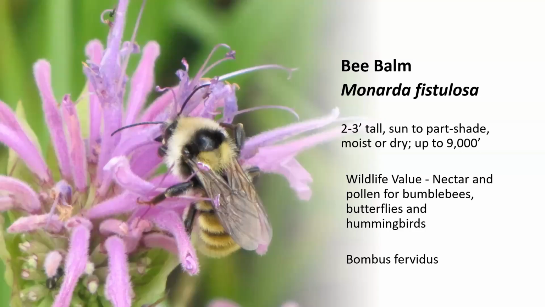Bee balm, Monarda fistulosa, is 2 to 3 feet tall, sun to part shade, moist or dry up to 9,000 feet in elevation. Nectar and pollen for bumblebees, butterflies, and hummingbirds. This is one of those plants that the pollinator needs to have a long tongue to access the nectar.